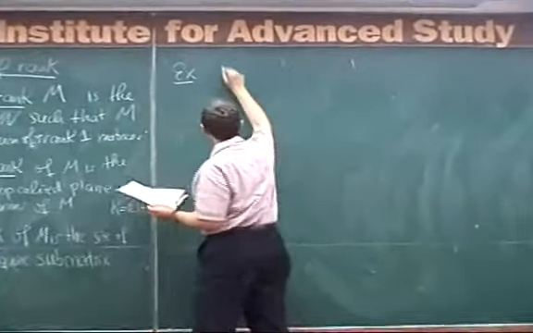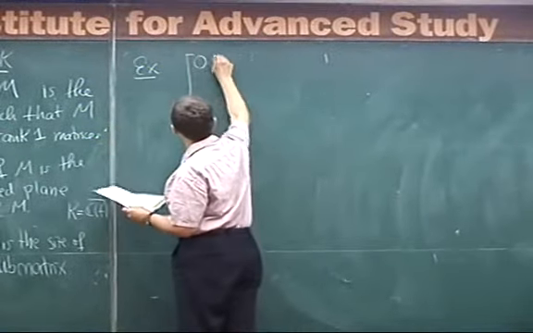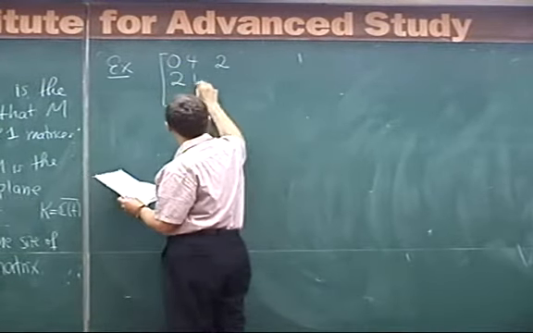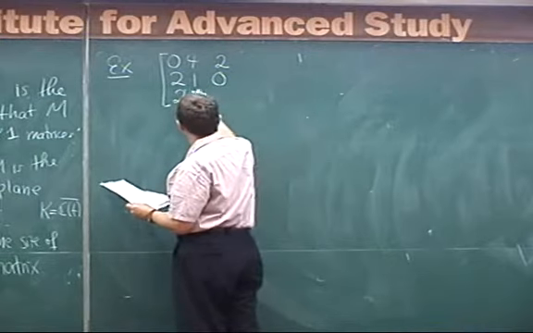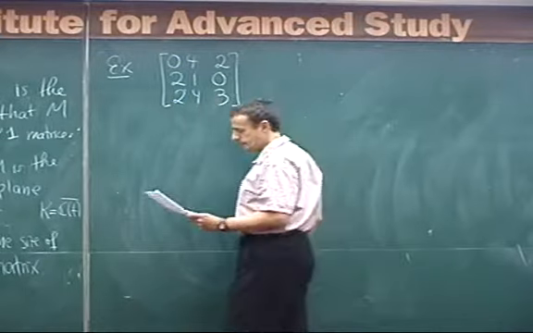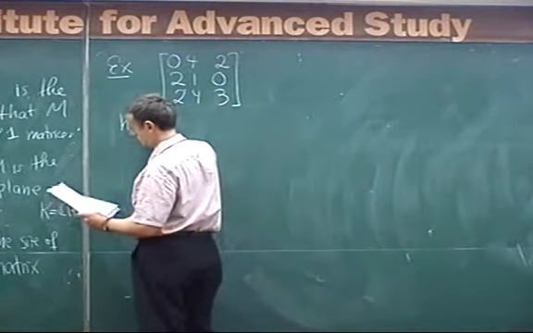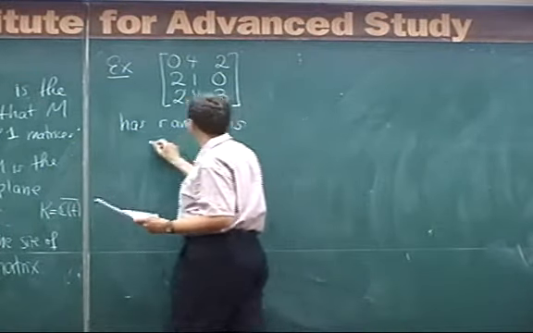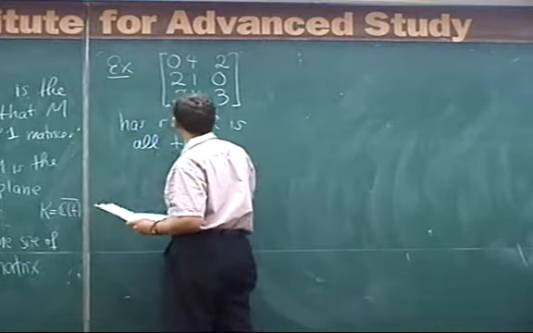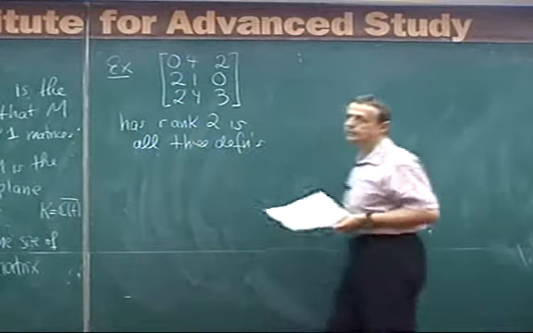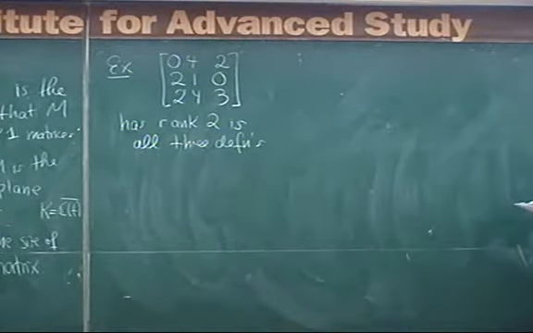So simple example. Let's take this matrix, 0, 4, 2, 2, 1, 0, 2, 4, 3. Okay, so I claim that this matrix has rank 2 in all 3 definitions. So this is a 3 by 3 matrix of rank 2 in every definition. And so let's simply go through the definitions.